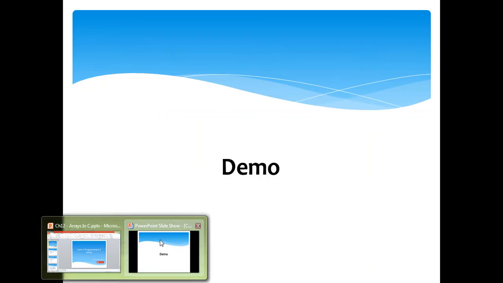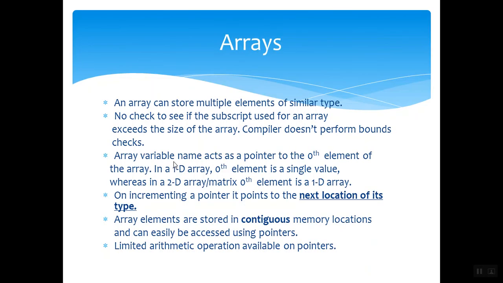Okay, so let's go back to our presentation. We learned about the bound check, and we learned about the addresses stored in the variable name and how we can access the array elements with the help of pointer, and we also saw the memory map of these array elements. We also learned about the arithmetic operations available on pointers and their limitations.